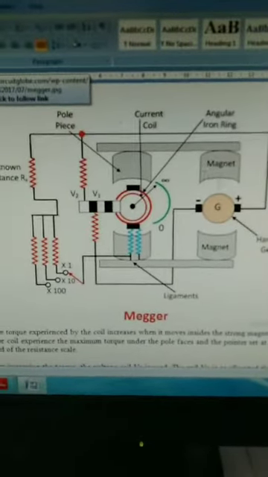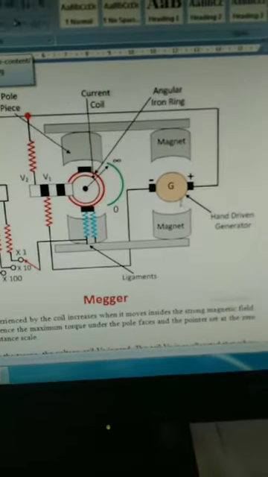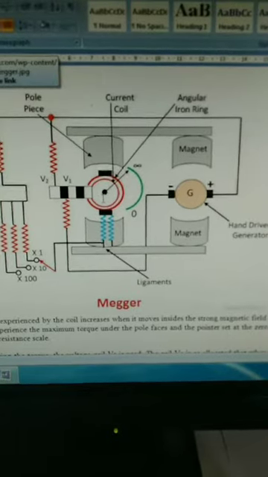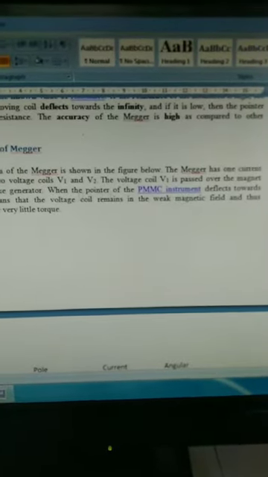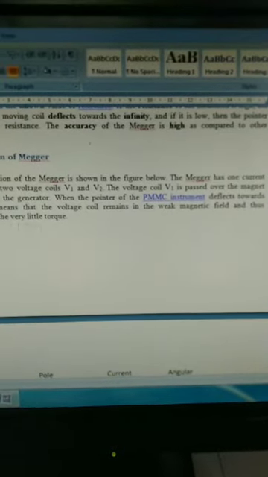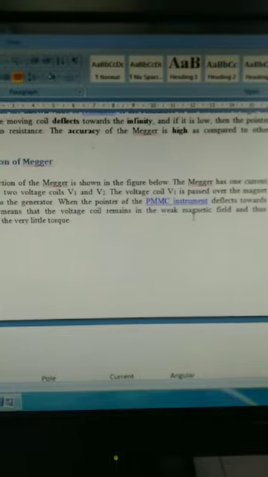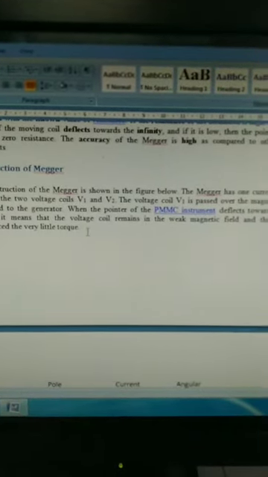Now see the construction. This is the constructional diagram of a Megger. Here you can find again the magnet, and a hand driven generator. Then this is the angular beam. It works on a PMMC instrument. When the pointer of the PMMC instrument deflects toward infinity, it means the voltage coil remains in the weak magnetic field, and thus experiences very little torque.